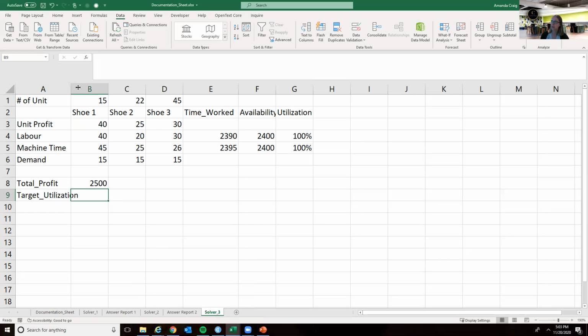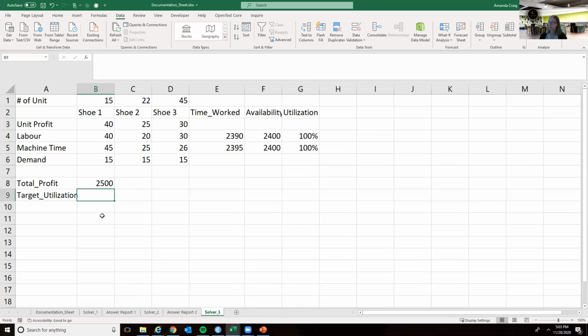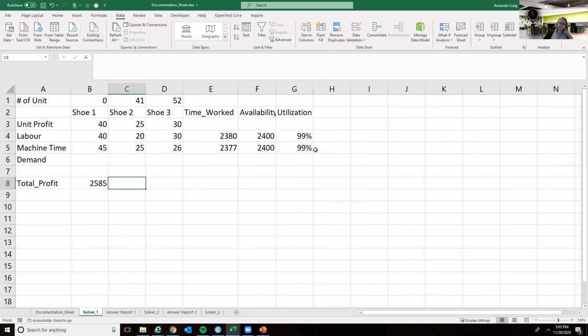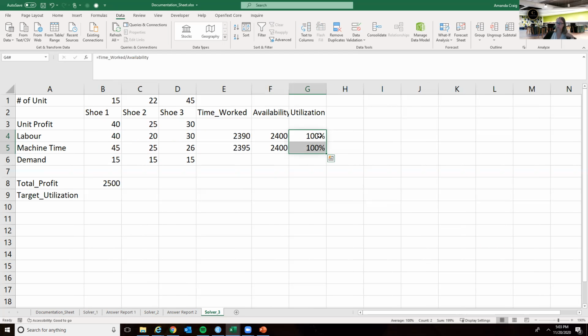So if you look at current utilization, it's 100%. In the first model, it was 99%. And in the last model, it was 100%. That puts a big constraint on labor, right? People, as well as the machine time. So let's say we wanted to limit that to 95%.